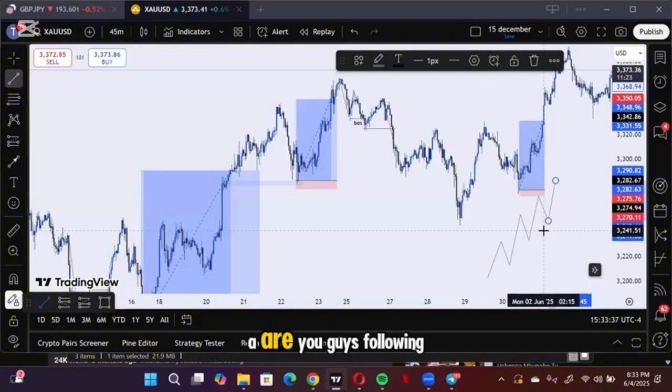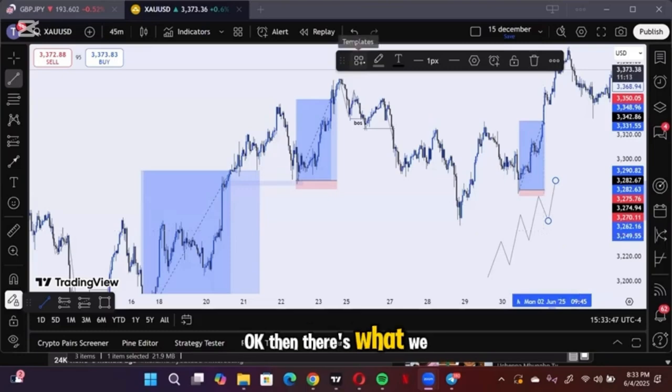So there's what we call a... Are you guys following me up? Okay. Then there's what we call a double break of structure. A double break of structure is where market takes out two consecutive zones.